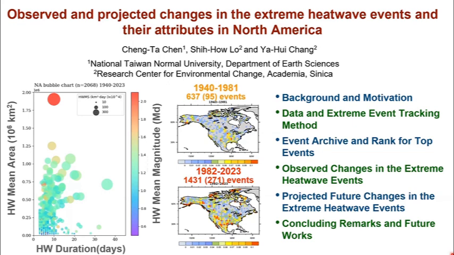Professor Chen obtained a PhD in atmospheric and ocean science from Princeton University, and after that he went to Max Planck for a postdoc, and he is now a distinguished professor at the National Taiwan Normal University. Professor Chen's research expertise focused on cloud radiation and climate modeling. And in recent years, he has become focused on extreme weather and climate events.